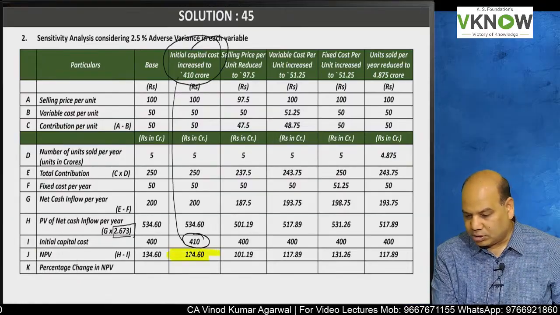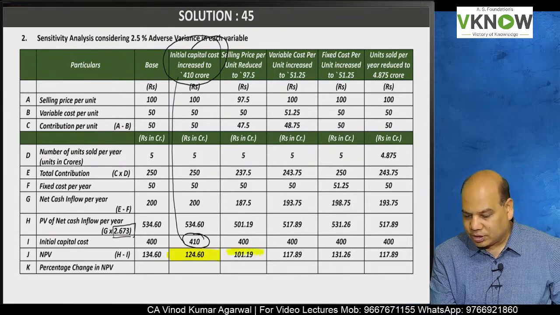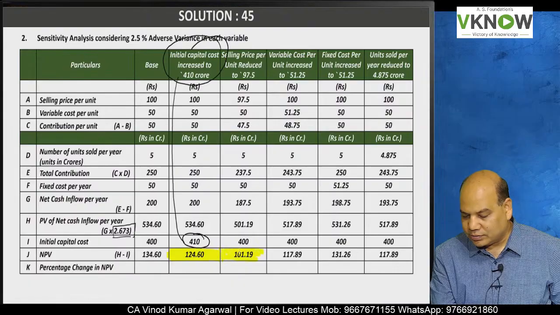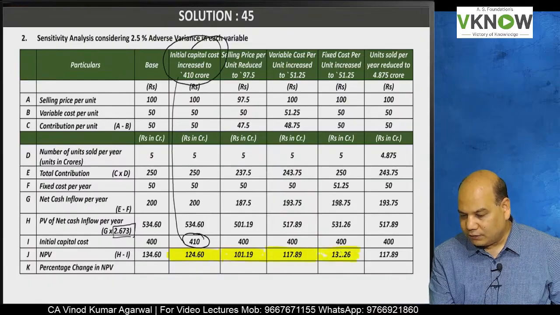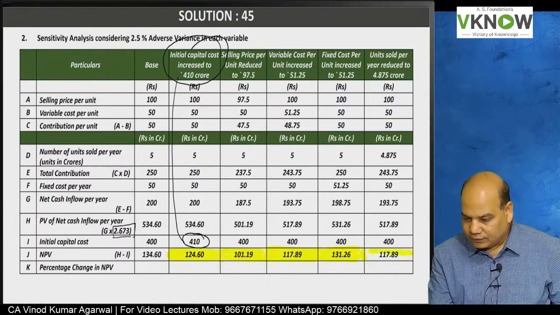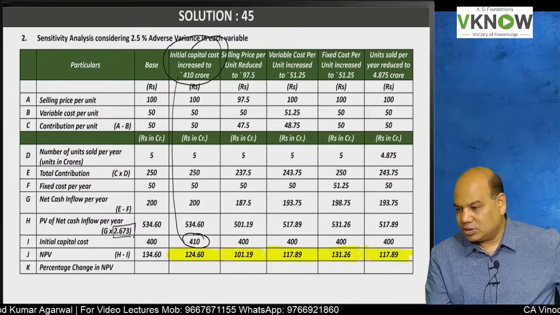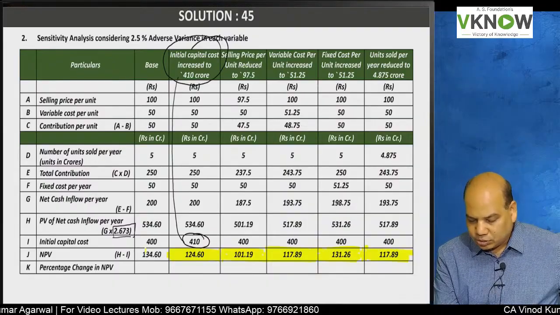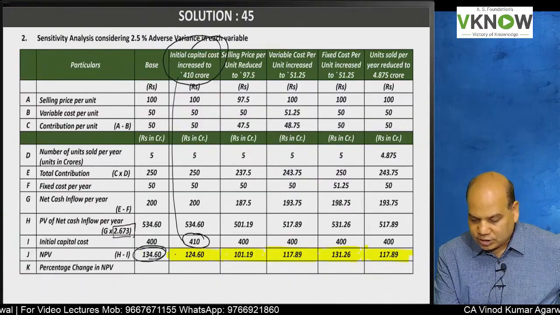If capital cost changes, NPV is 124.60. If selling price decreases, NPV will be this amount. If variable cost increases, NPV will be this amount. If fixed cost increases, NPV will be this amount. And if quantity sold decreases, NPV will be this amount. My original NPV is 134.60.